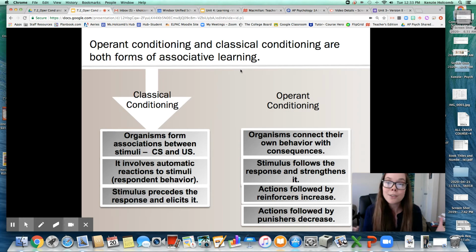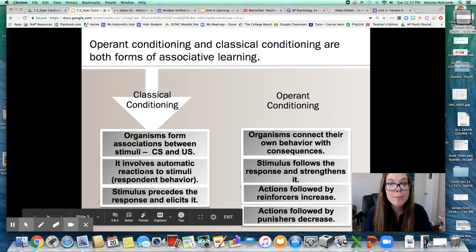Okay, so we have classical conditioning, where an organism's response is formed by association between stimuli. So we have the CS and the US, remember? Conditioned stimulus and the unconditioned stimulus, right? There's an association between the conditioned stimulus and the unconditioned stimulus. That means that you are going to add something in. You are going to create a neutral stimulus, which will then change to a conditioned stimulus, right?